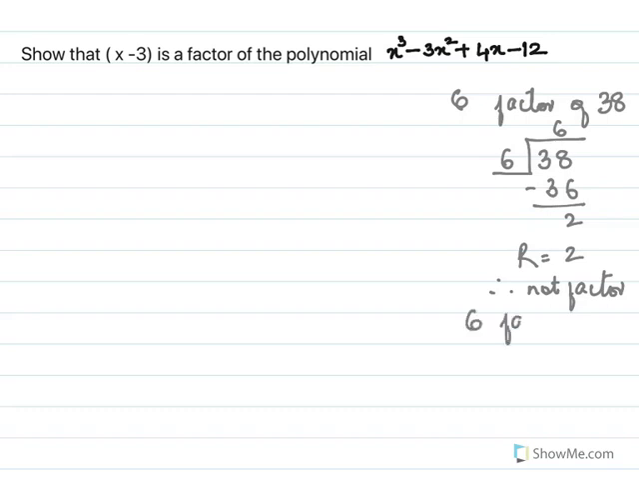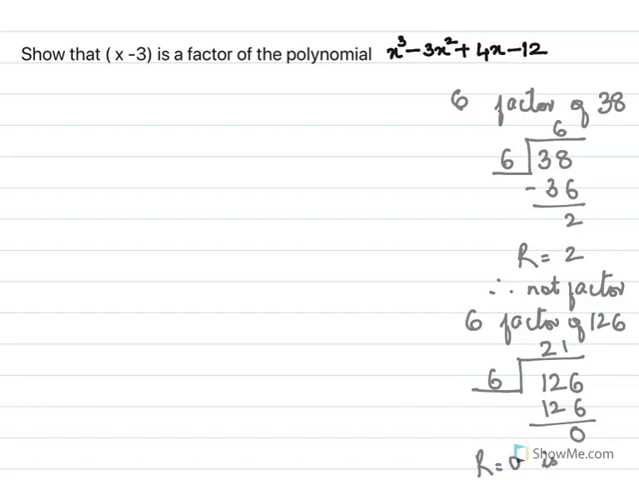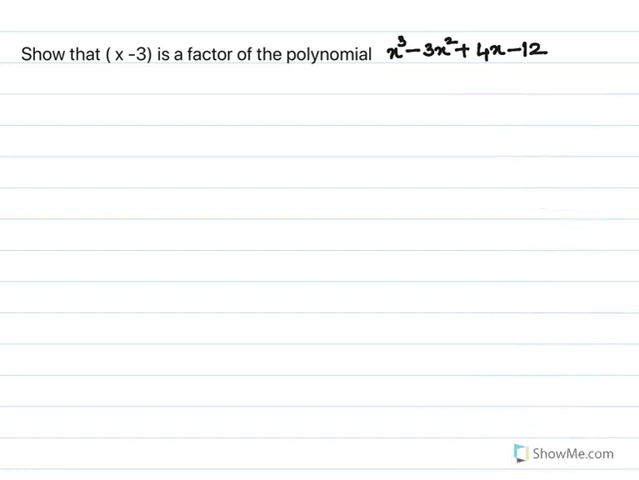But suppose I want to see is 6 a factor of 126. So I divide 126 by 6, and I get 21, remainder 0. If the remainder is 0, I will say it is a factor. So if the remainder is 0, it is a factor. If the remainder is not 0, it is not a factor. We use this concept in solving this next sum.